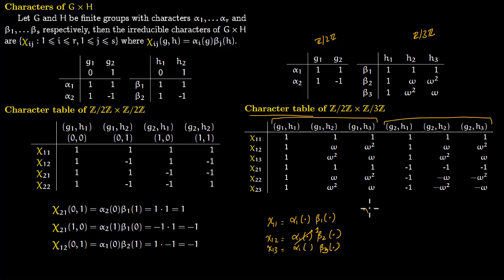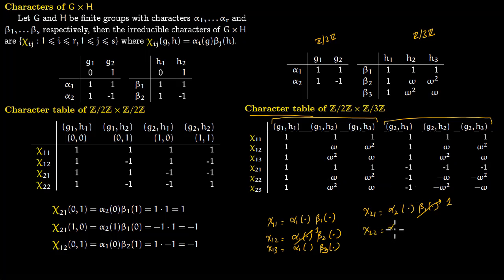Again for chi 2 1, now you see everything depends upon alpha 2 here, because beta 1 is just the trivial character, it is always going to be 1. So depending upon alpha 2, which takes values 1 and minus 1. Here it is just G1 G1 G1, but alpha 2 of G1 is 1, so you get 1 1 1, because beta 1 is just 1, and then you have minus 1, so you get minus 1 minus 1 minus 1.